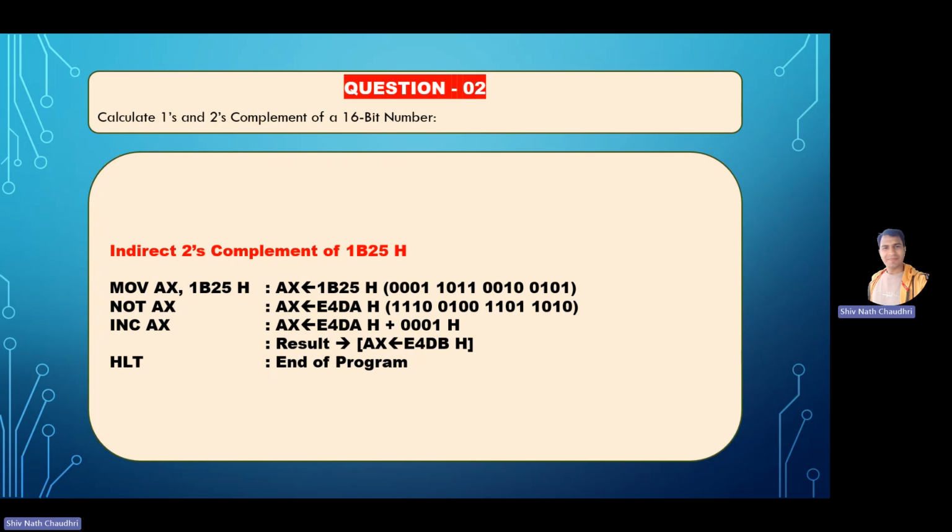Instead of INC, whose purpose is just to add 1, we can also use the addition operation for this purpose. So we can replace the increment by an ADD instruction. This is the indirect 2's complement method using the add operation. First we move the 16-bit number into the accumulator, then apply the NOT operation to get the 1's complement, and after adding 1 to the content of the accumulator, we get the 2's complement. This is the indirect method to calculate the 2's complement of a 16-bit number.